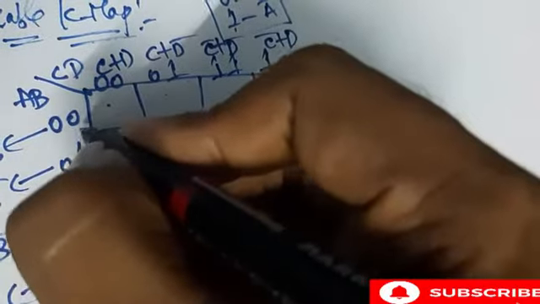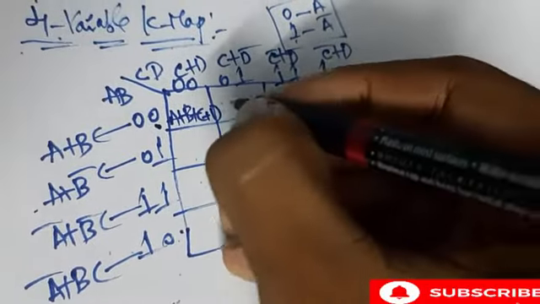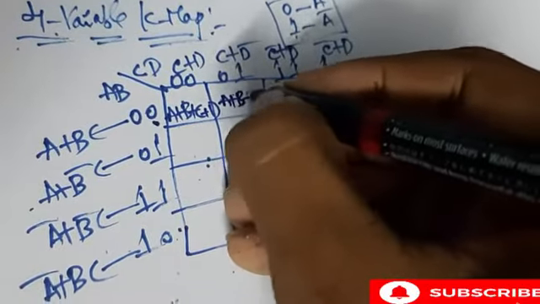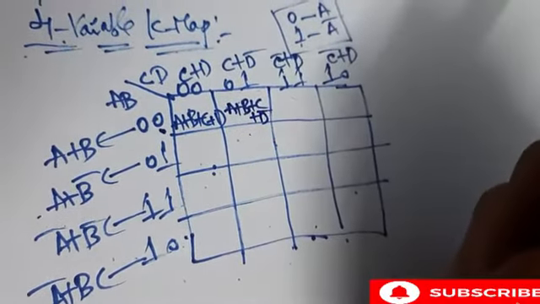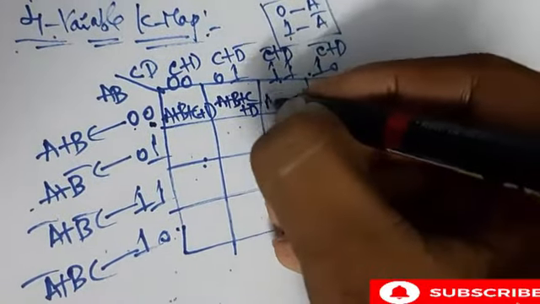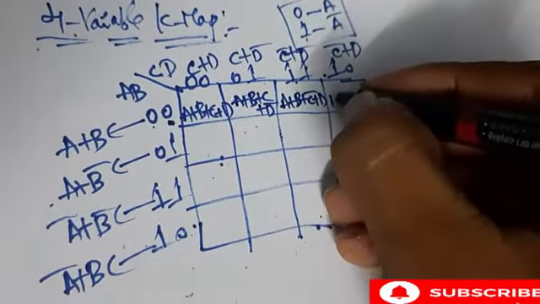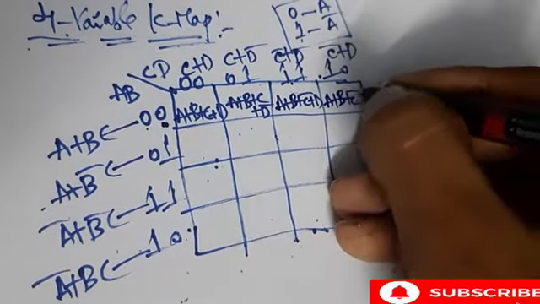If you want to represent it, 0 0 0 0 means A plus B plus C plus D, right? Next 0 0 0 1, that means A plus B plus C plus D bar. 0 0 1 1, that means A plus B plus C bar plus D bar. Next 0 0 1 0, A plus B plus C bar plus D.